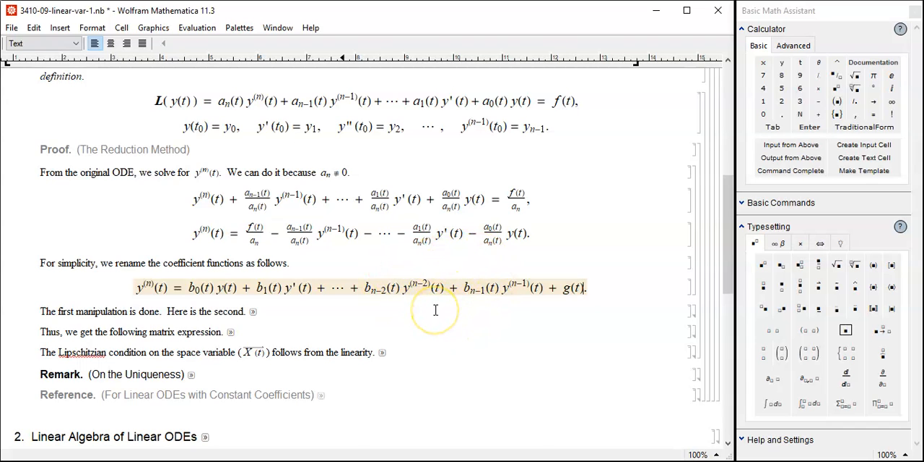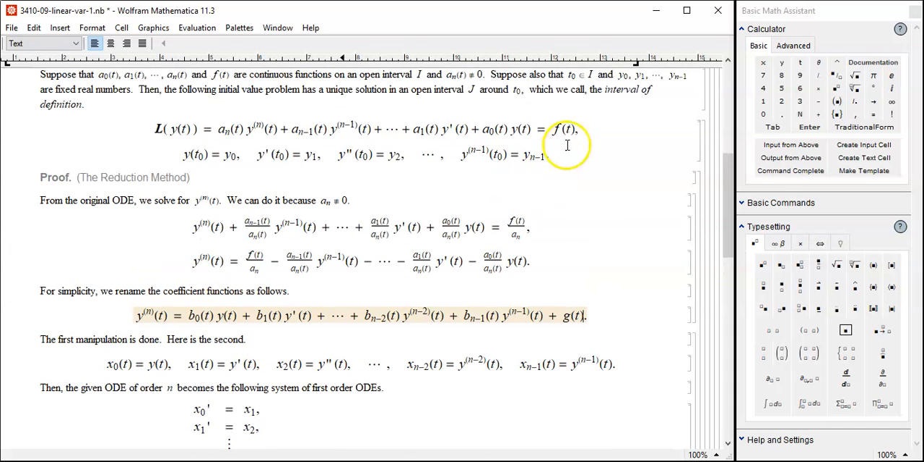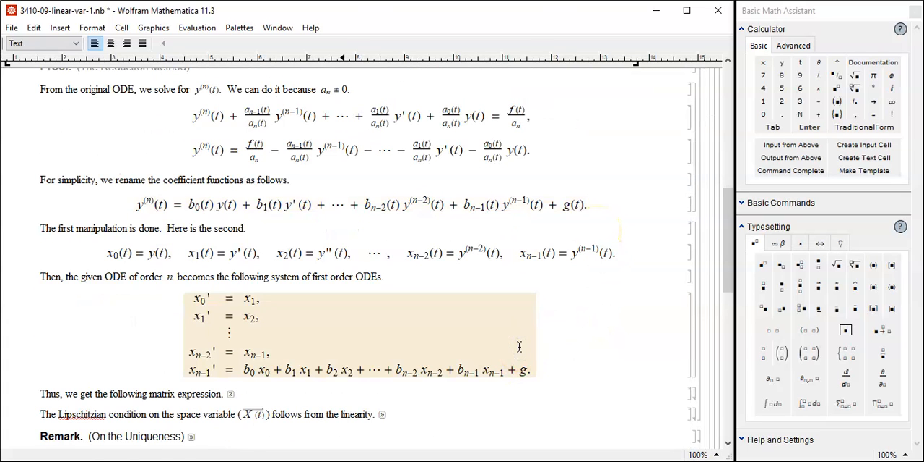Now, the first manipulation is done. From here, let's take the second manipulation. We're going to define functions x0, x1, x2, and so on by the original function y and its first derivative, second derivative, third derivative, and so on, all the way to the (n minus 1)th derivative. If I do that, then this original linear ODE, which came from this general form, is equivalent to that, and equivalently to this form.